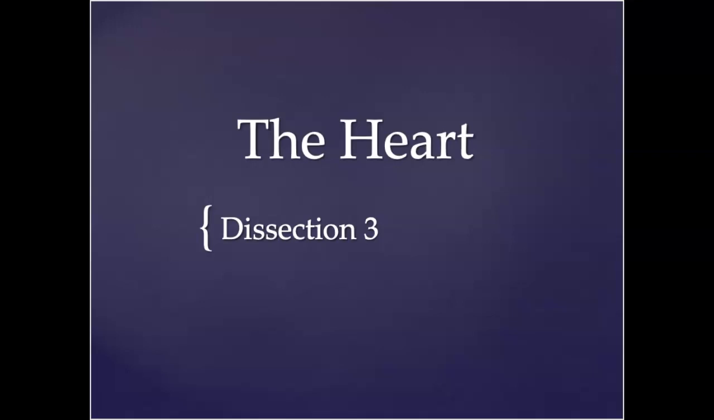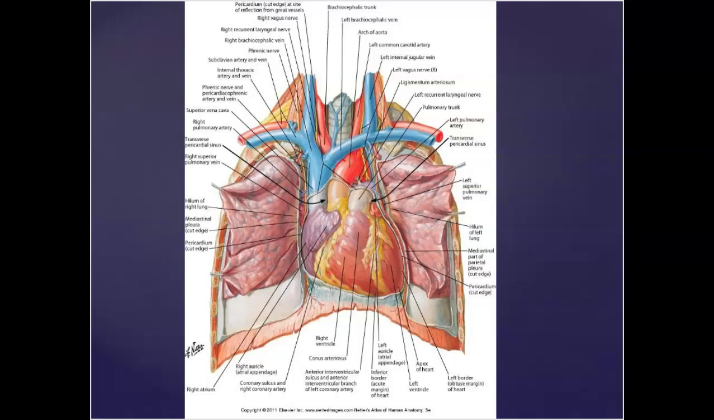Hello and welcome back to Advanced Gross Human Anatomy, and today we will be dealing with the dissection of the heart. So in our previous dissections we looked at the lungs and we removed them from the thoracic cavity, and we were left with the mediastinum, which is where the heart will be. So if we look within the mediastinum underneath the fibrous pericardium, you'll find the heart.